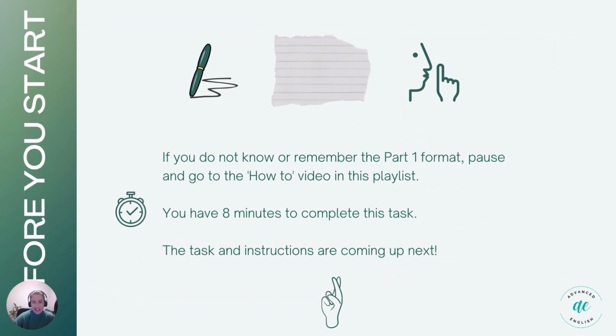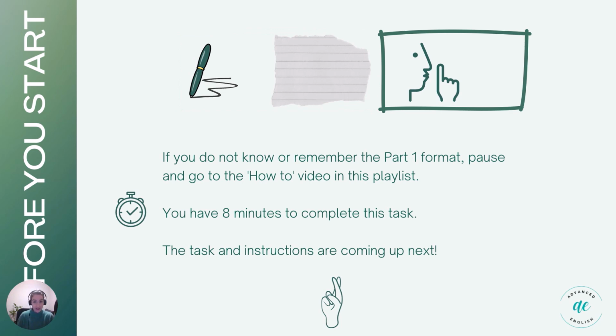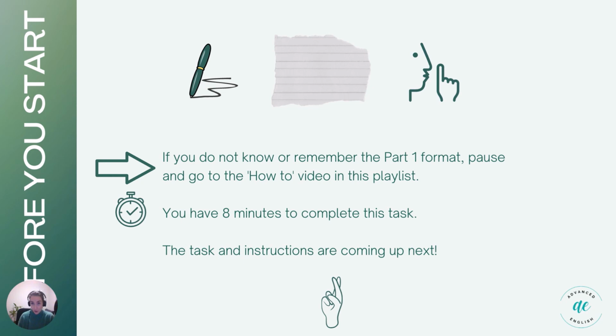Before we actually get into the activity, I need you to do a couple of things. First of all, grab a pen and a piece of paper, and find a space that is quiet because you need to focus in order to do this activity. Then, if you do not remember how part one of the Use of English exam works, in this playlist you will find a how-to video. I advise you to go and watch it before you do the task so that you know what you are doing, because we are going to jump right in this video.